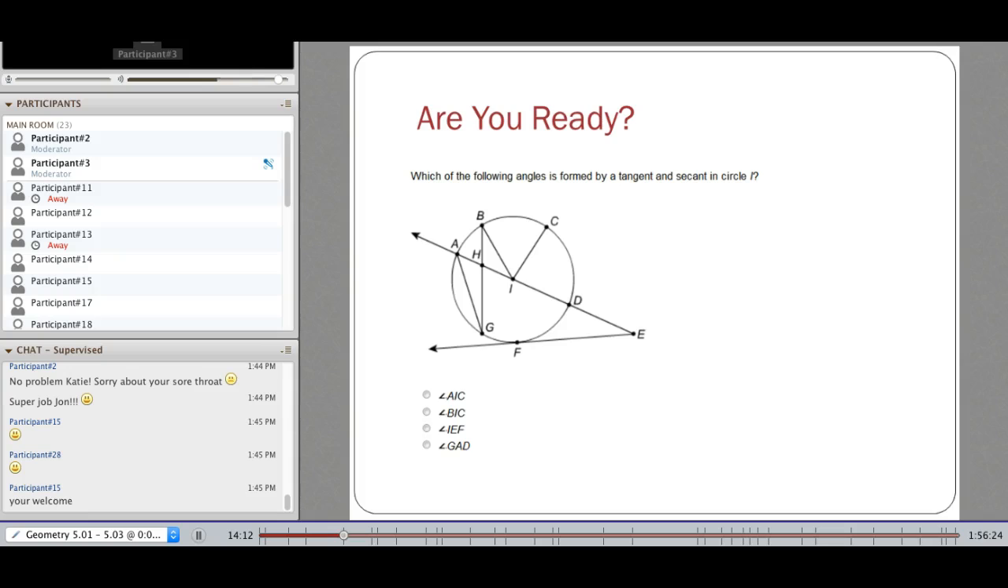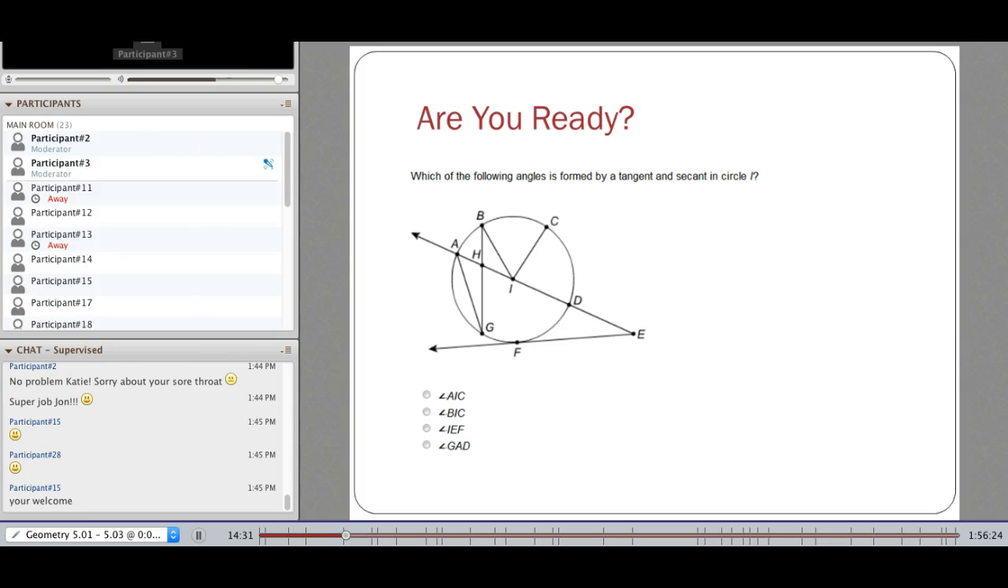Okay, so which of the following angles is formed by a tangent and a secant in circle I? Before we talked about what a secant is: a line that intersects a circle twice, and a tangent is a line that intersects a circle once. So which angle is formed?